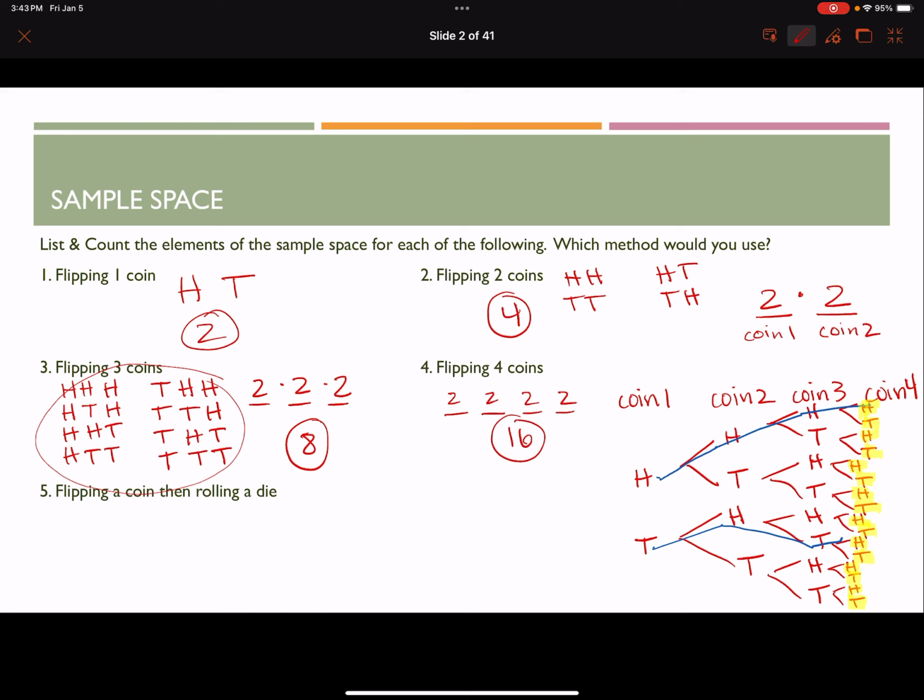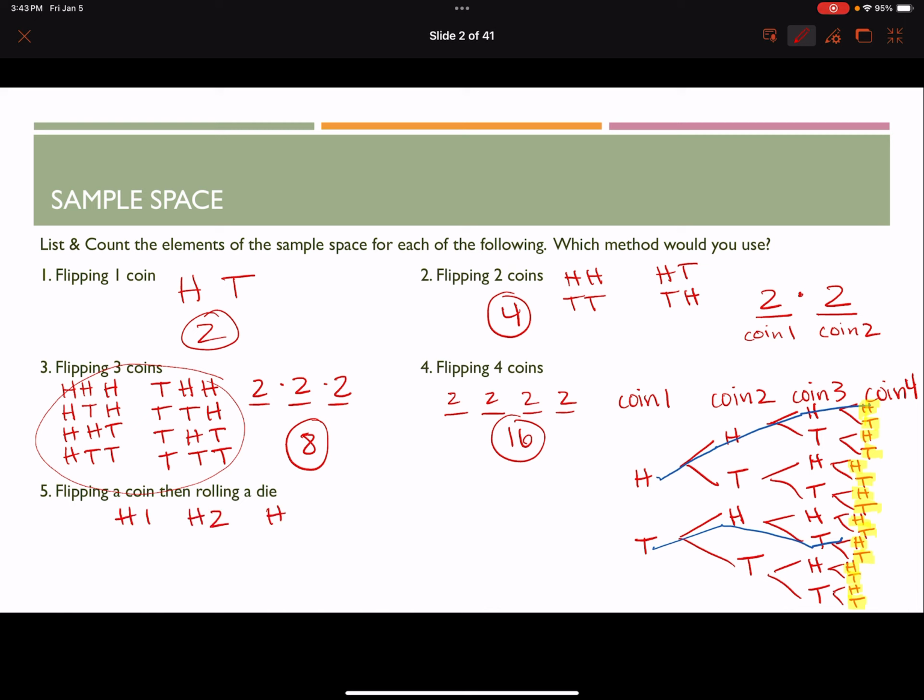All right, flipping a coin and then rolling a die. When I flip a coin, I could get a heads or a tail. And then when I roll a die, I could get a 1 through 6, right? So I'm talking about the sample space as listing the combination of these two things. For me, I probably would make an organized list.